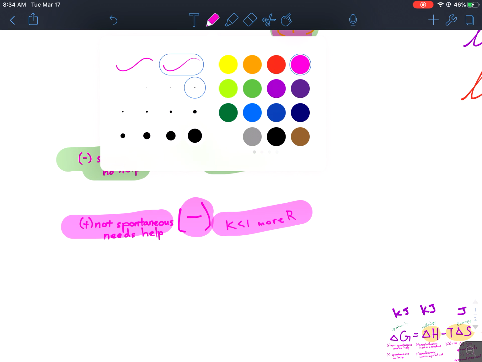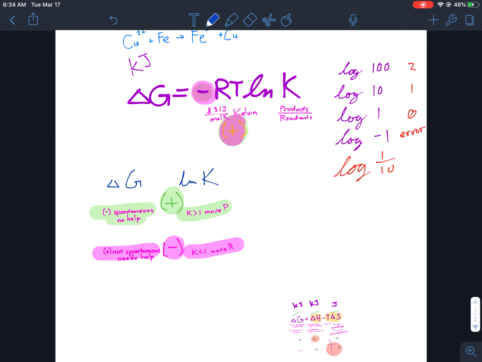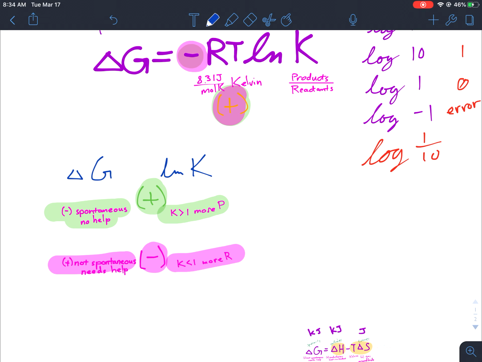So let me show you my labels here. This is my delta G and this is my LNK. Okay, if I have more products than reactants, I'm spontaneous. If I have more reactants than products, I'm not spontaneous. This is a pretty tricky one, but the logic here is really good, and you got to know how to manipulate a logarithm here.